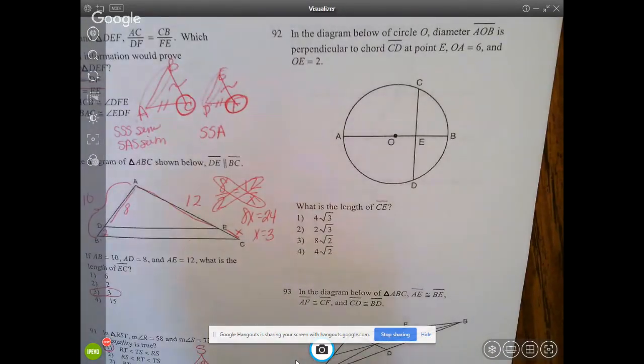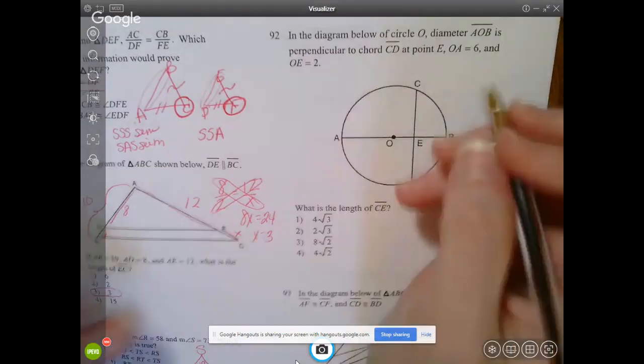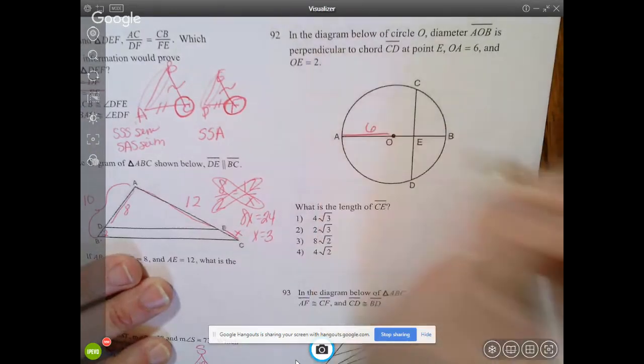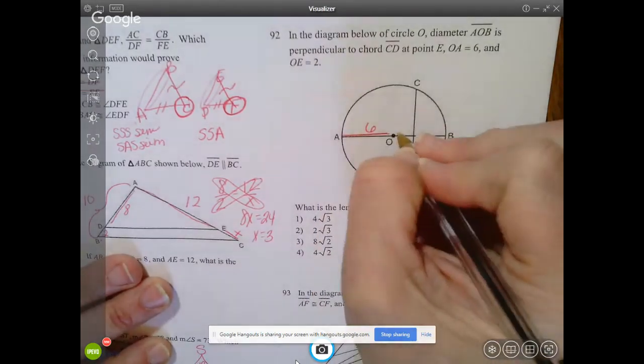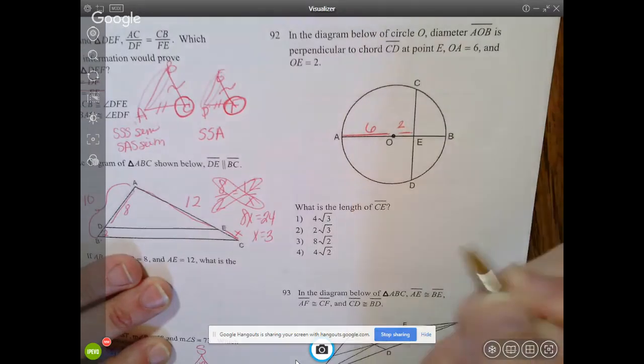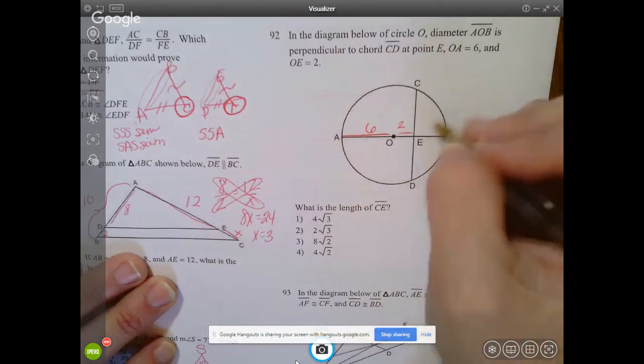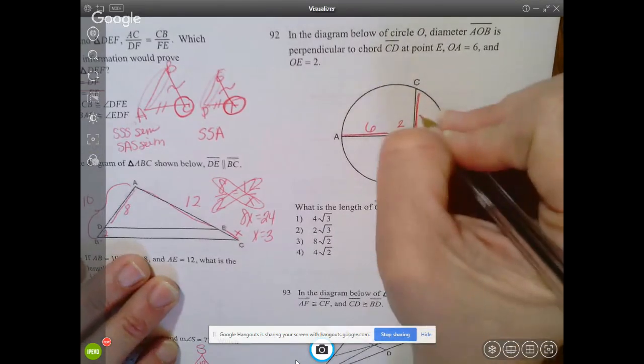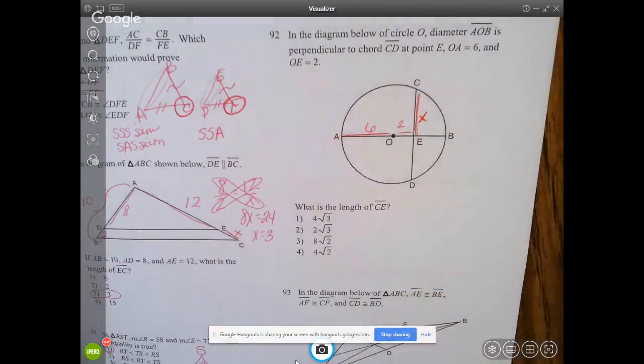In the diagram below of circle O, diameter AOB is perpendicular to chord CD at point E. It tells us that OA, this section, is 6. It tells us this section right here is 2. And it wants to know the length of this section right here. Okay, anyone have any ideas?